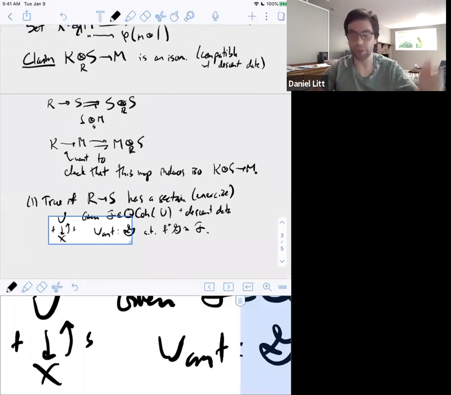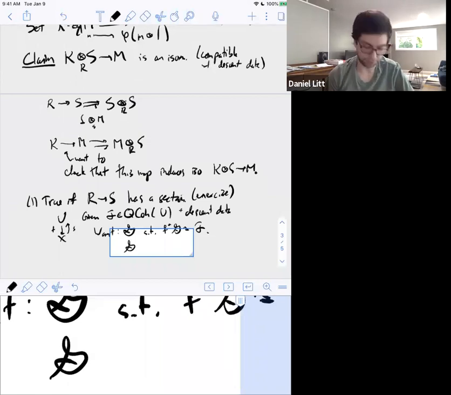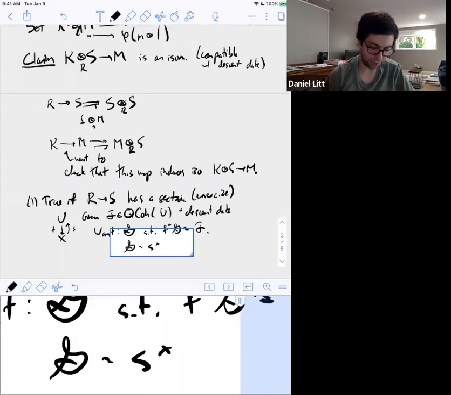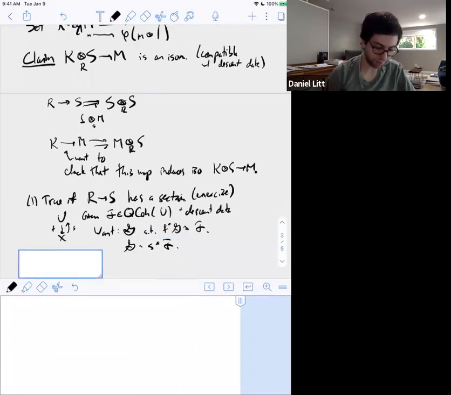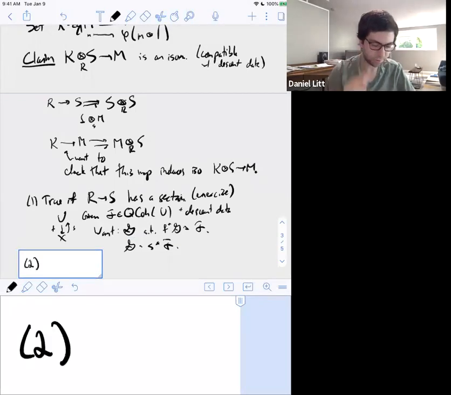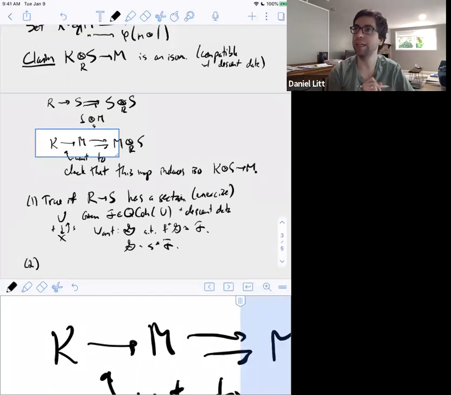Yeah, you can just tensor with R over S, or another way of saying that is you set G, thank you, Benjamin. You set G to be the pullback through S of F. Okay, so you should check that this works. Okay, now two. So now what have we done? So we've actually constructed this K in general.